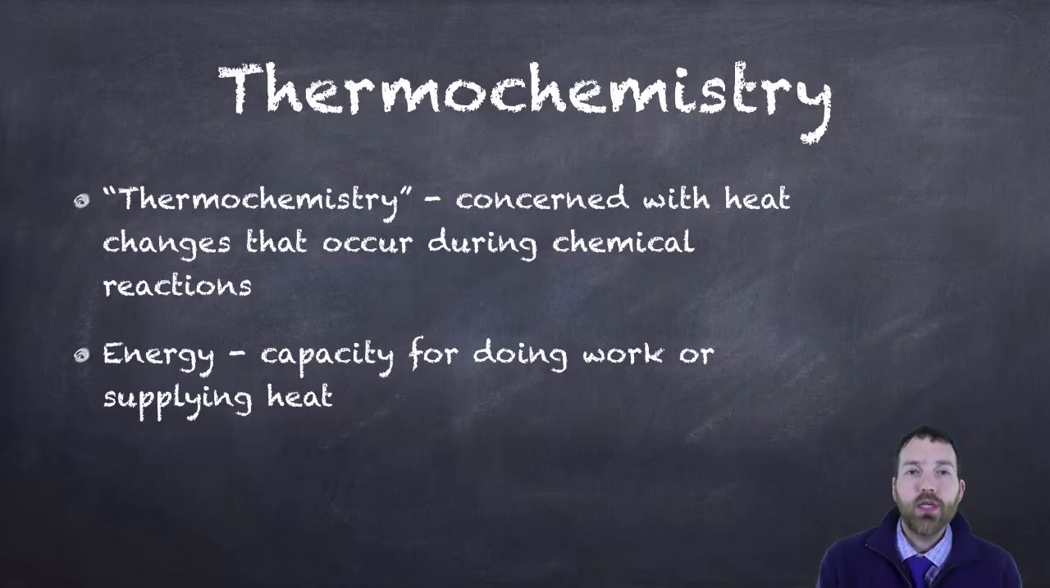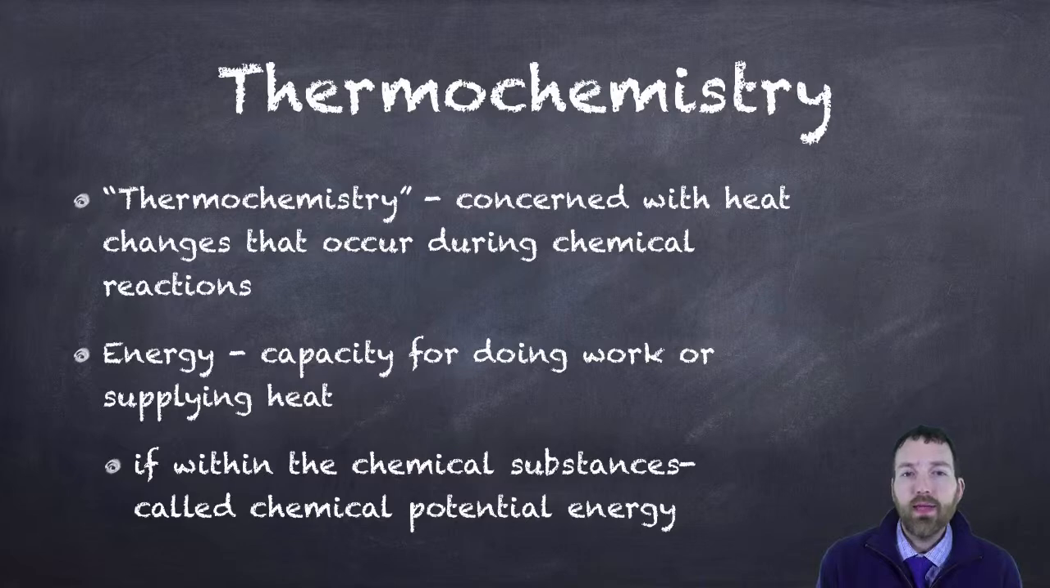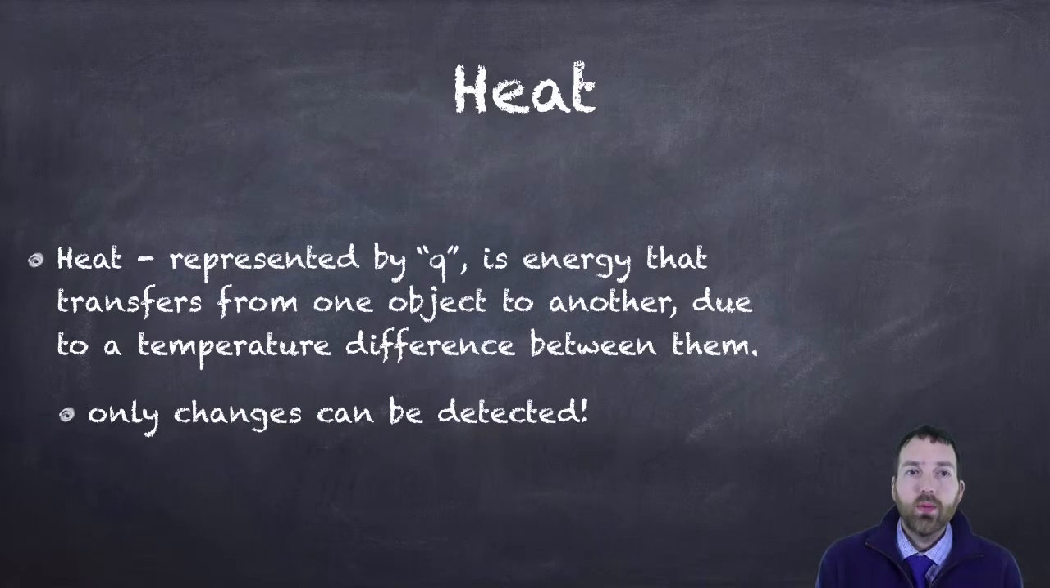When we're looking at these changes in energy, energy is the capacity for doing work or supplying heat. And if that is within a chemical substance, we call that chemical potential energy. So we'll be talking a lot about heat in this chapter. Heat is abbreviated by the letter Q in some of the equations that we'll be learning. And heat is energy that transfers from one object to another due to a temperature difference between them.